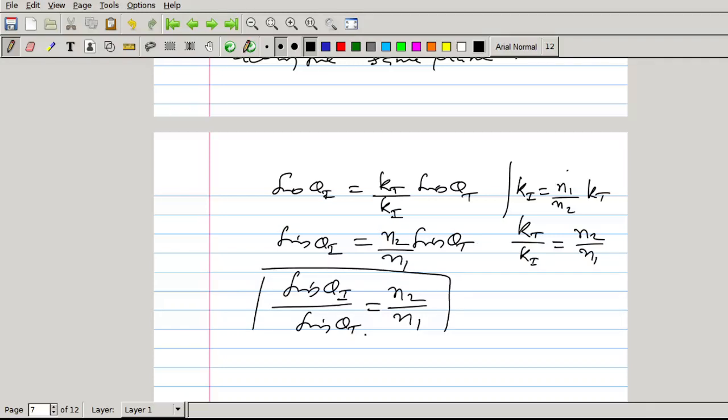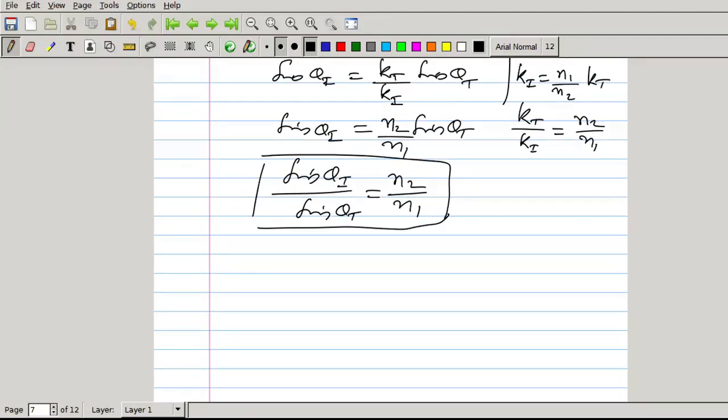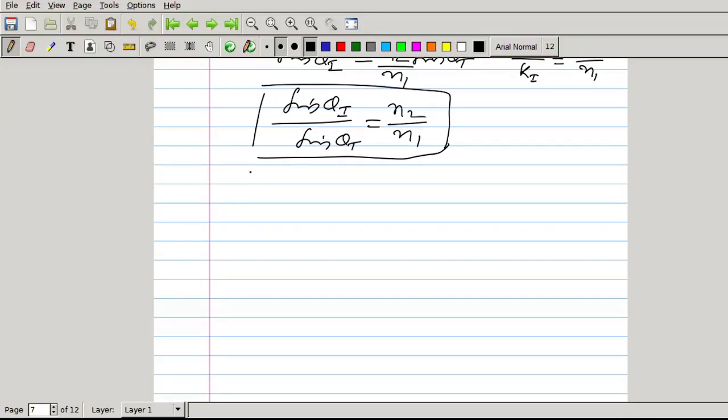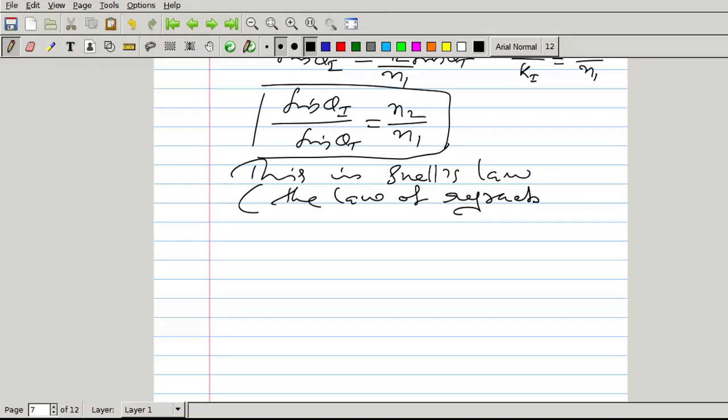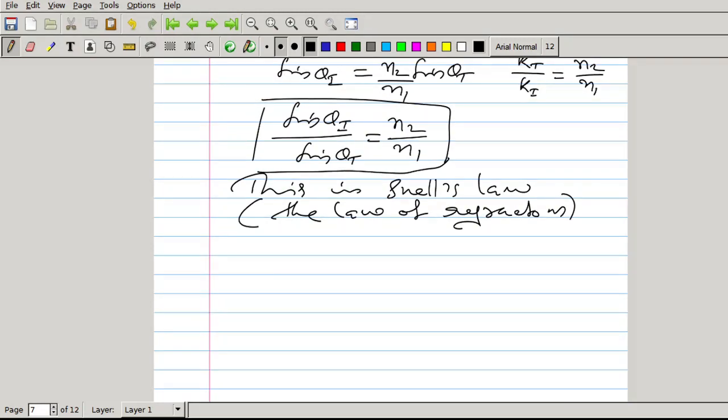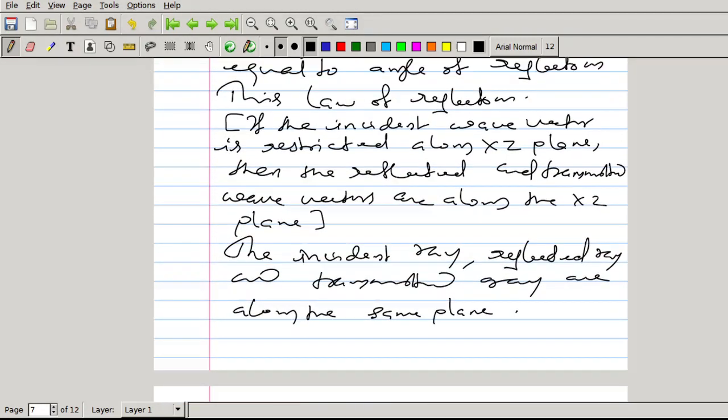So this is the famous Snell's law of refraction, the law of refraction. So these laws of reflection and refraction we can obtain from the theory of electromagnetic waves using Maxwell's equations. So this is Snell's law.